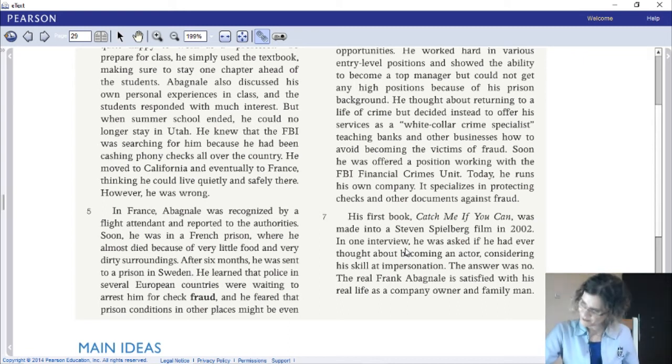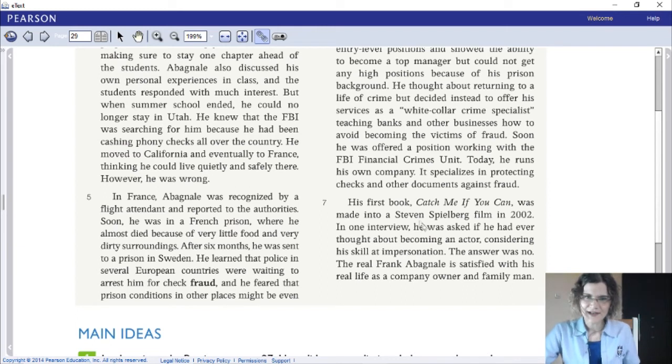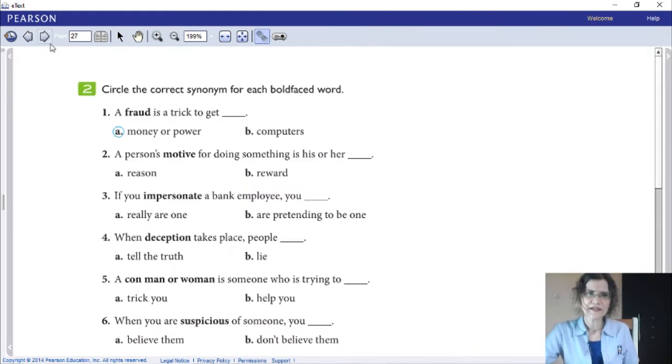Okay, that's apparently the last one, so we keep reading. In one interview, he was asked if he had ever thought about becoming an actor, considering his skills at impersonation. The answer was no. The real Frank Abagnale is satisfied with his real life as a company owner and family man. Okay, that would be skimming.